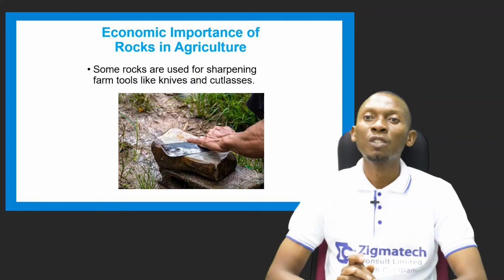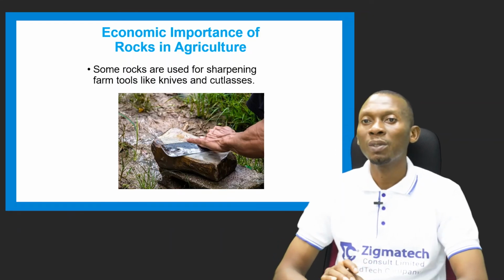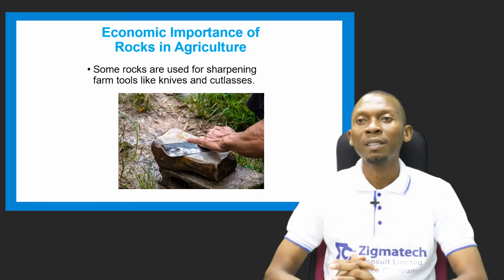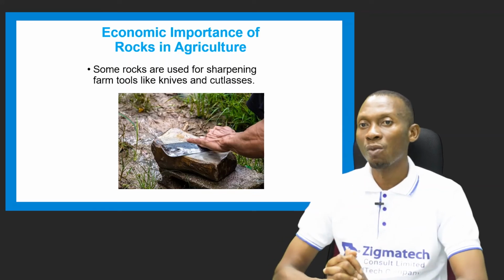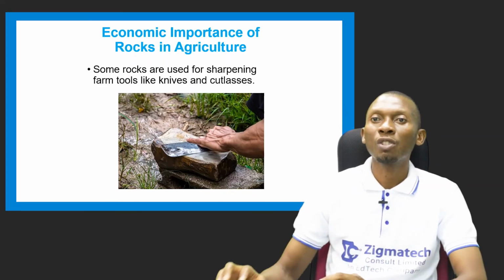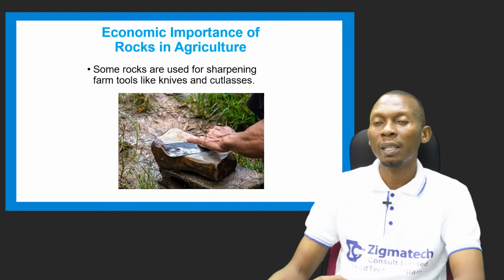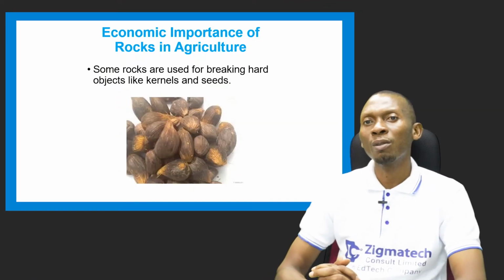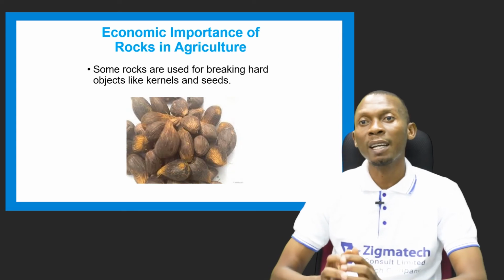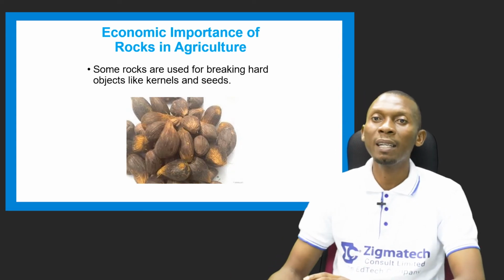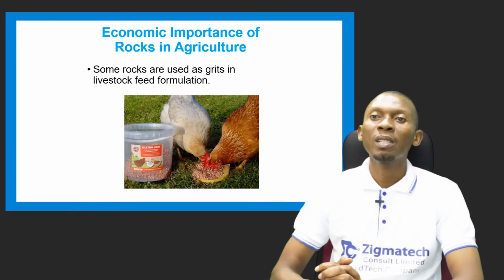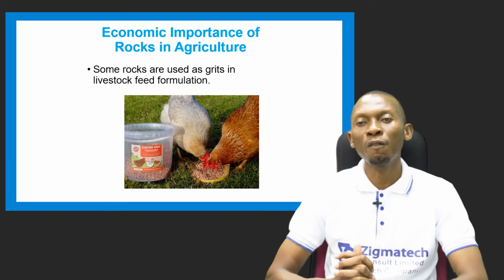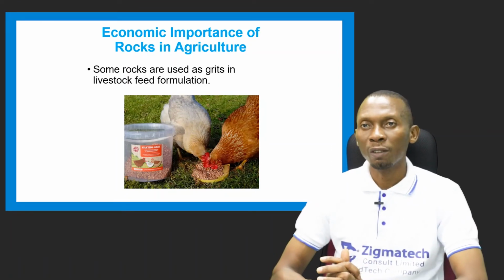Rocks can also be used for sharpening our farm tools, like knives and cutlasses, and granite is a rock that is usually used to sharpen them. Rocks can also be used for breaking hard objects or some hard fruits, like kernels and seeds of plants. They can also be used as grits in livestock feed formulation.